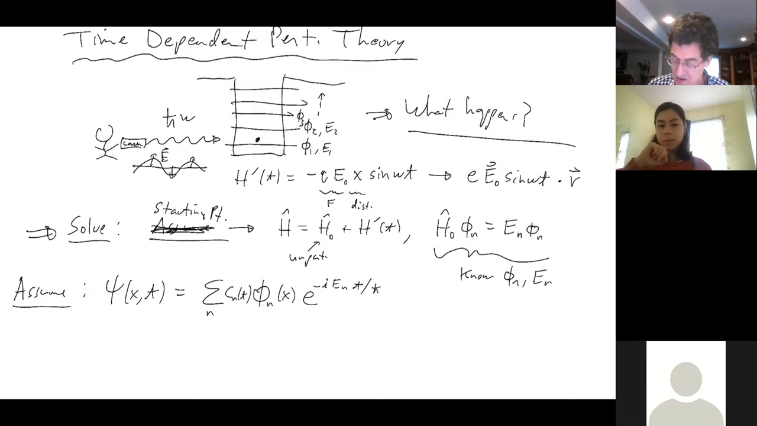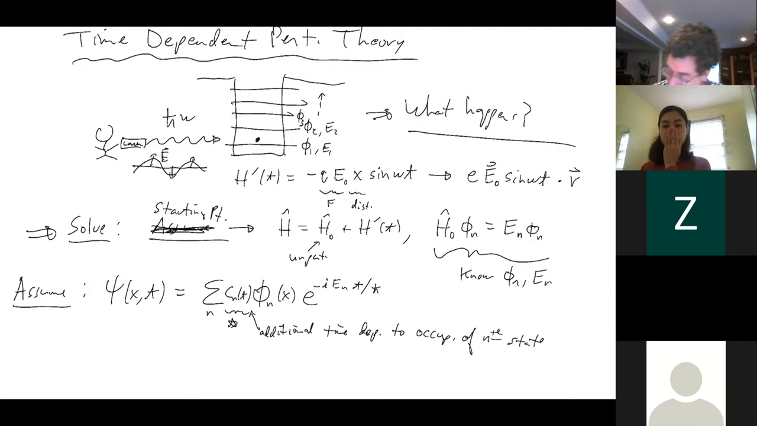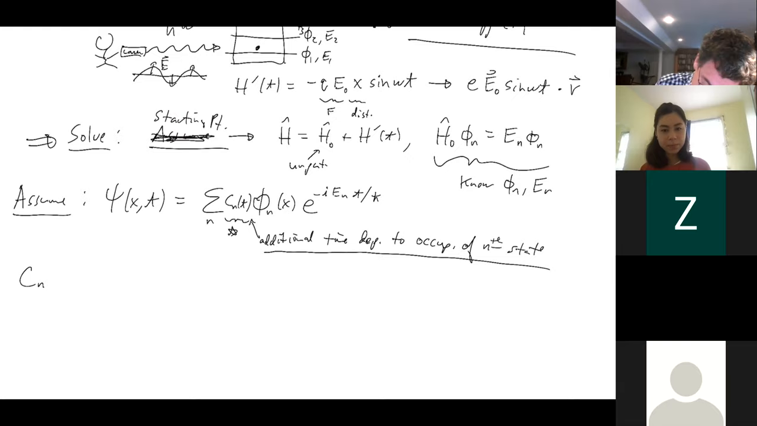And that's the most important thing. So that gets a big star, this factor. It means that we have some additional time dependence to the occupation of the nth state. So we have this additional time dependence, and that's the most important thing. I just want to say that this Cn of t is the most important thing.